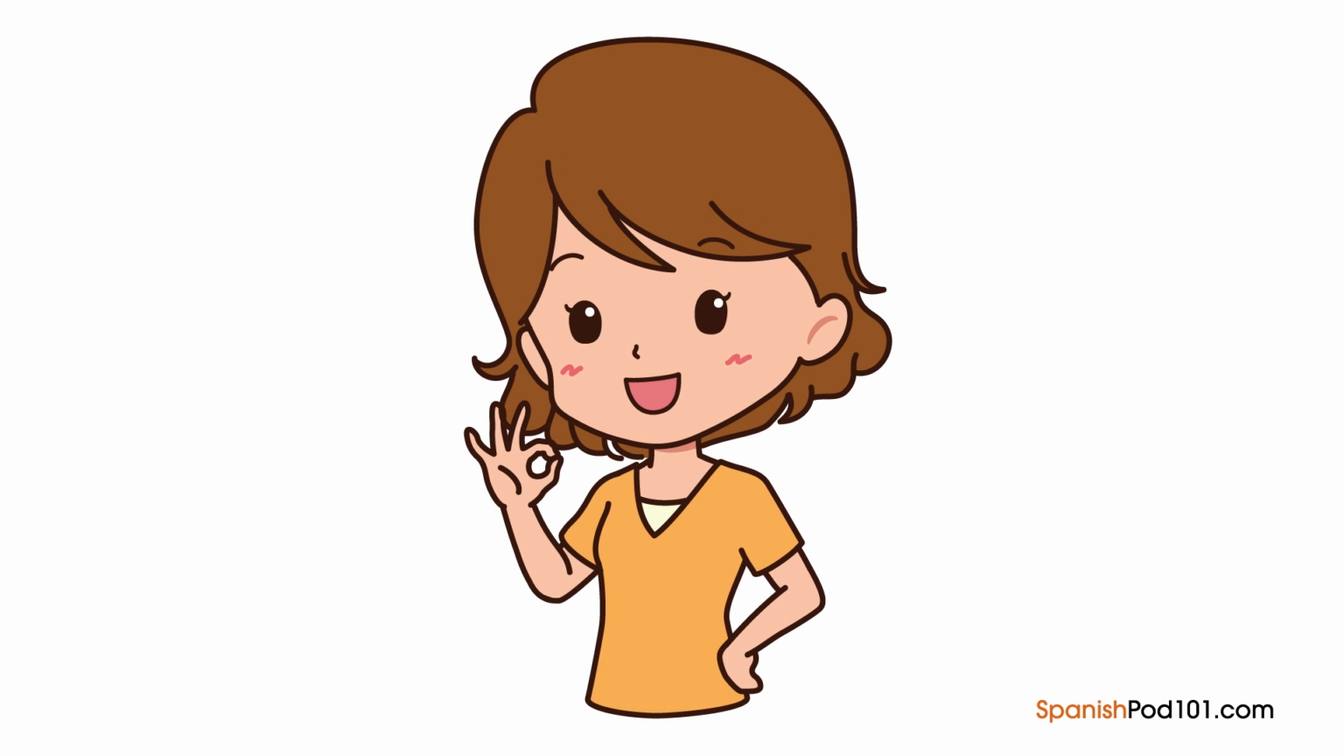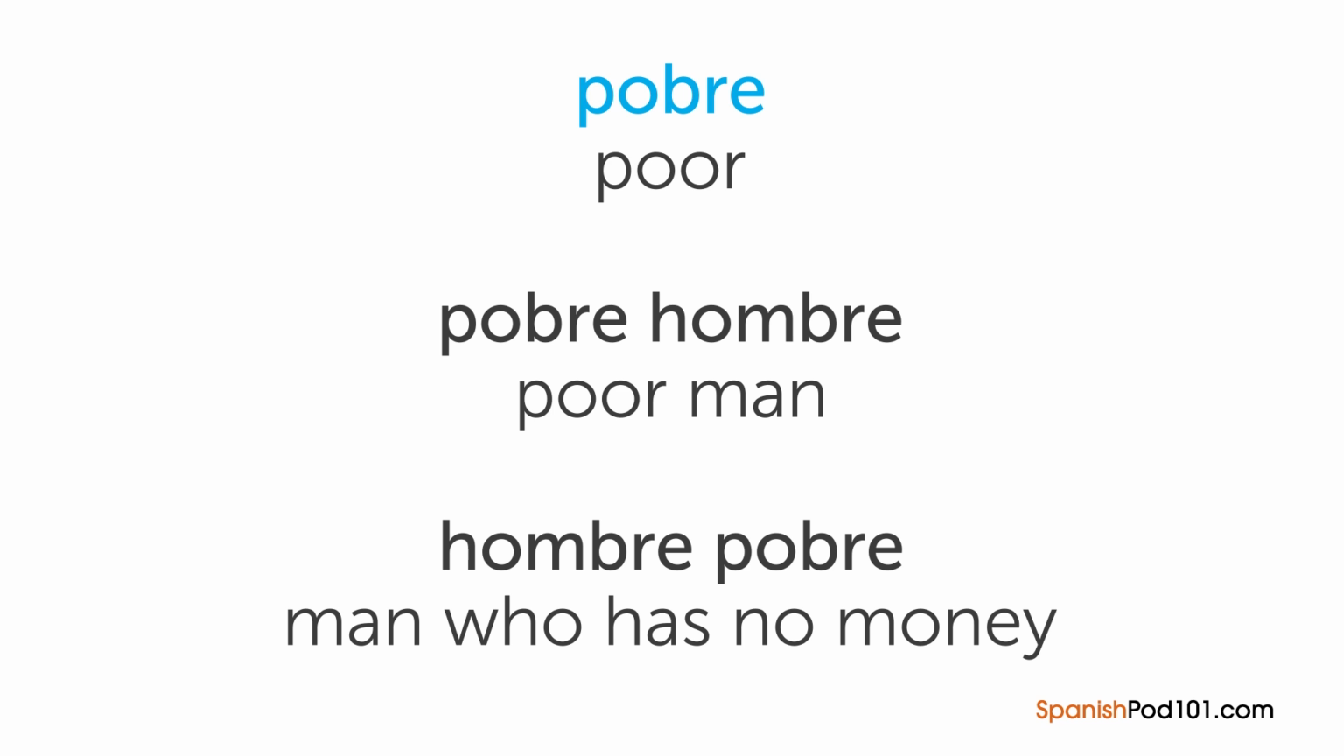Let's go through some examples so you can learn how to use adjectives before nouns correctly in Spanish. Let's take the adjective pobre, meaning poor. If you put the word pobre before the noun man, which is hombre, then the speaker could be implying that the pobre hombre, poor man, is someone he or she pities or someone who deserves sympathy. However, if you switch them, the phrase becomes hombre pobre. This could quite literally mean a man who has no money.